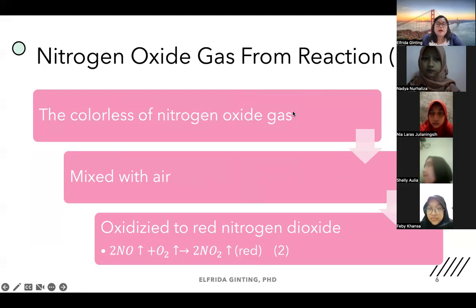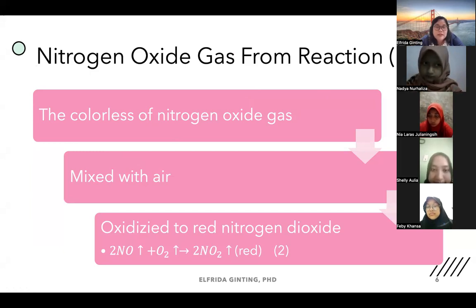Now, as I mentioned from the explanation on the previous slide, nitrogen oxide gas was formed when you react plumbum with HNO3 acid of 8 molar. And when you mix it with air, the nitrogen oxide gas will change from the colorless nitrogen oxide to a red color, because before you have NO, but after you react with air, you have NO2.